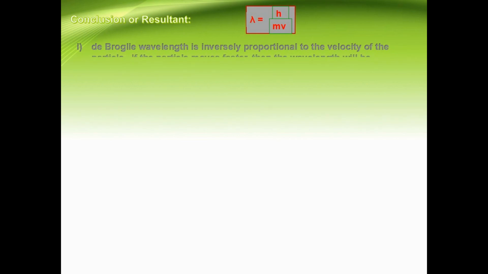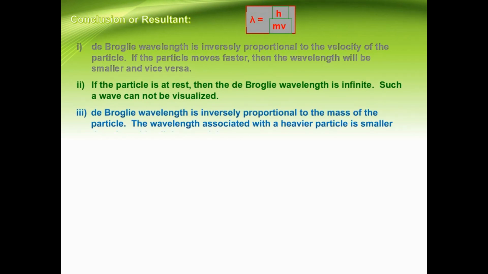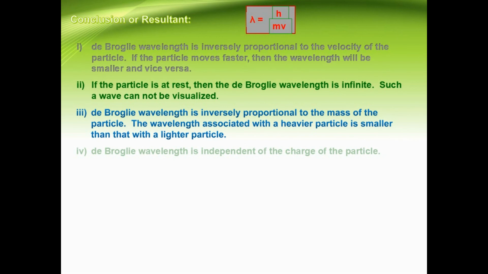De Broglie wavelength is inversely proportional to the velocity of the particle. If the particle moves faster, the wavelength will be smaller and vice versa. If the particle is at rest, then the de Broglie wavelength is infinite. Such a wave cannot be visualized. De Broglie wavelength is inversely proportional to the mass of the particle, so the wavelength associated with a heavier particle is smaller than that with a lighter particle. De Broglie wavelength is independent of the charge of the particle.